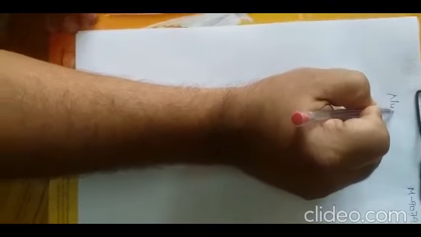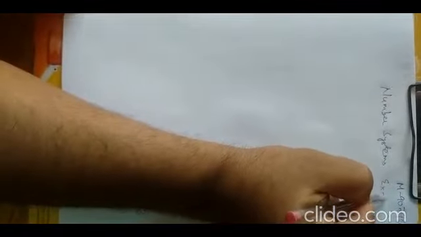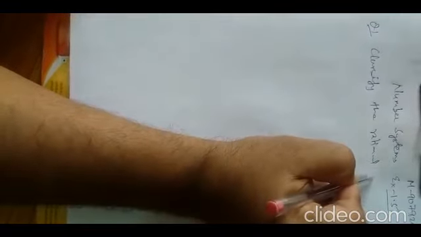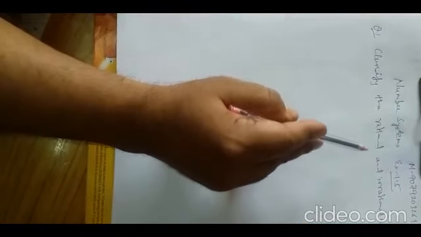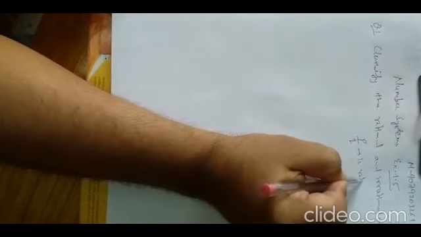Chapter 1, Number Systems, Exercise 1.5. In this exercise you have learned to classify rational and irrational numbers. You know what a rational number is? P upon Q form is a rational number, Q not equals to 0.